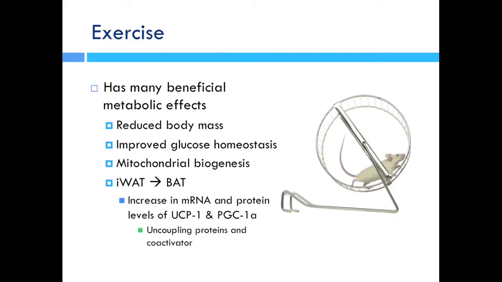Exercise can have many metabolic effects. It can cause the breakdown of lipids in adipocytes, causing them to shrink, reducing body mass. It can also improve glucose homeostasis and increase mitochondrial biogenesis. Previous research has shown that exercise causes white adipose tissue to show brown adipose tissue-like phenotypes, in which there is an increase in mRNA and protein levels of UCP1 and PGC1 alpha in this white adipose tissue.